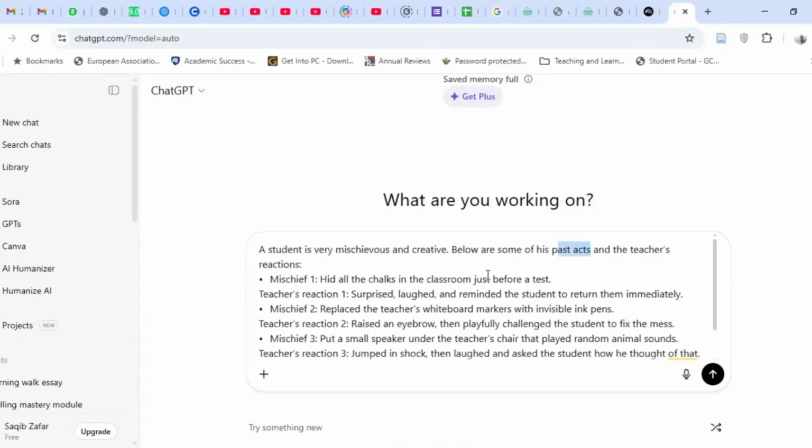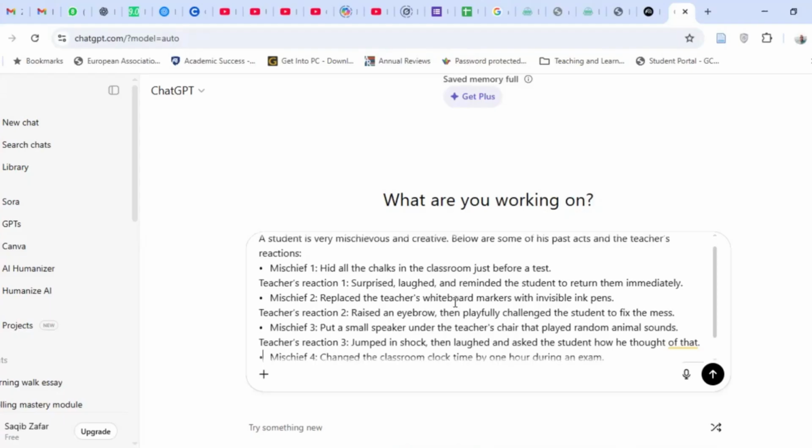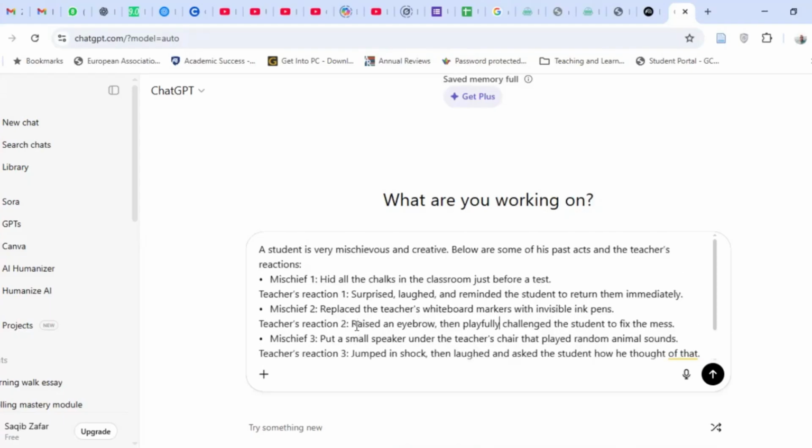Then we mention the teacher's reaction. Mischief one: the student hid all the chalks in the classroom before a test. The teacher was surprised, laughed, and reminded the student to return them immediately. Second mischief: the student replaced the teacher's whiteboard markers with invisible ink pens. The teacher raised an eyebrow and playfully challenged the student to fix that mess. The third mischief: the student put a small speaker under the teacher's chair and played random animal sounds. And what is the teacher's reaction? The teacher raised an eyebrow, then playfully challenged the student to fix that mess.